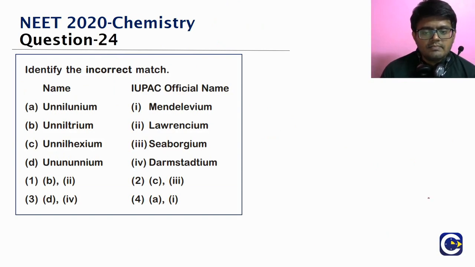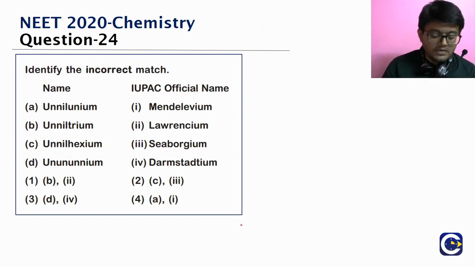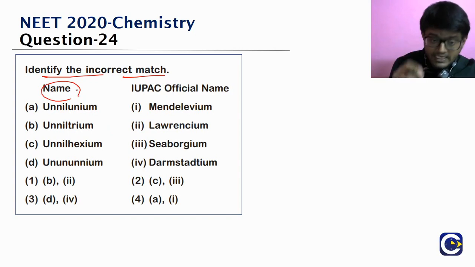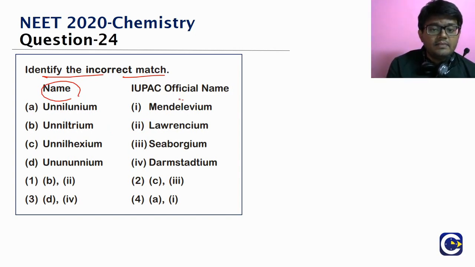We have question number 24. So this is a question based on the periodic classification of elements in terms of the naming. Okay, so what is here? We have to find out what is the incorrect match. So on the left side column A, B, C, D, we are given the names as per the numbering system. On the right side we have the officially declared names.